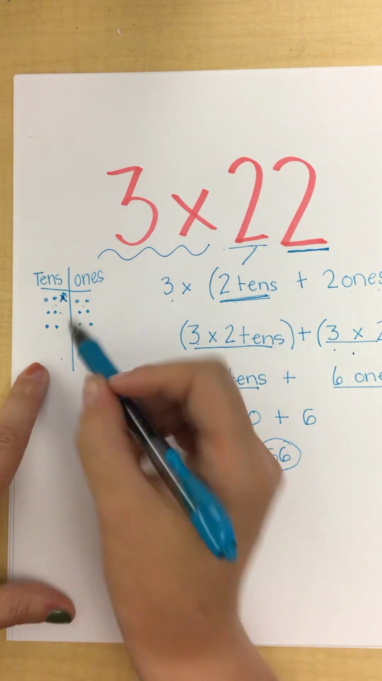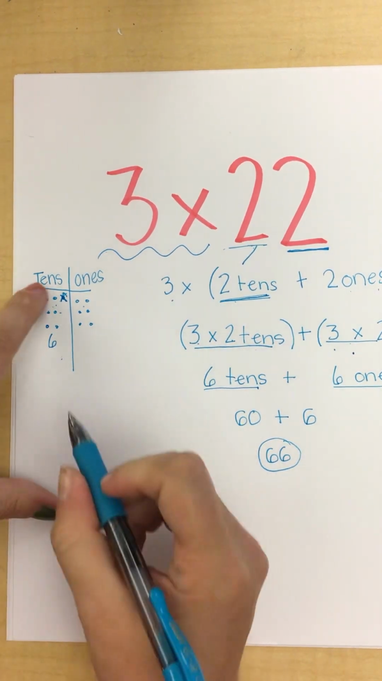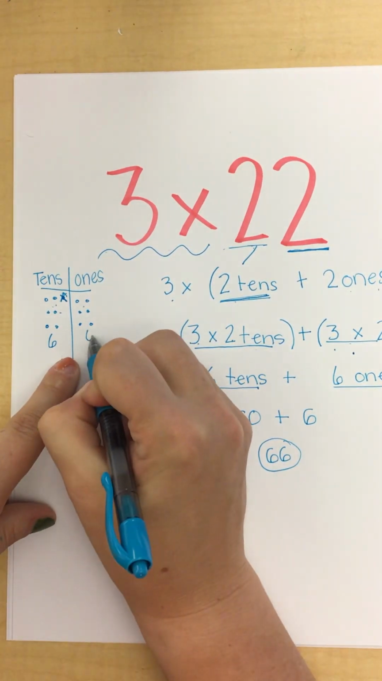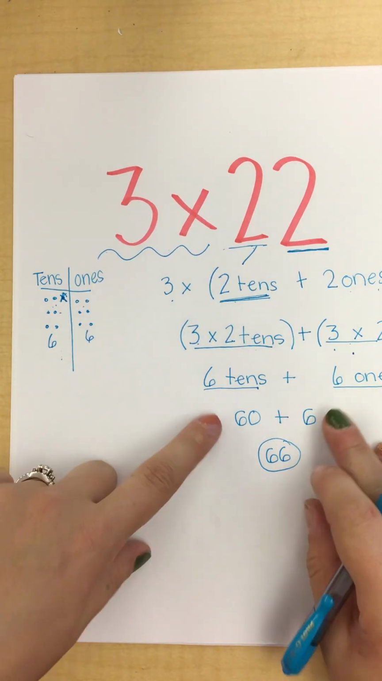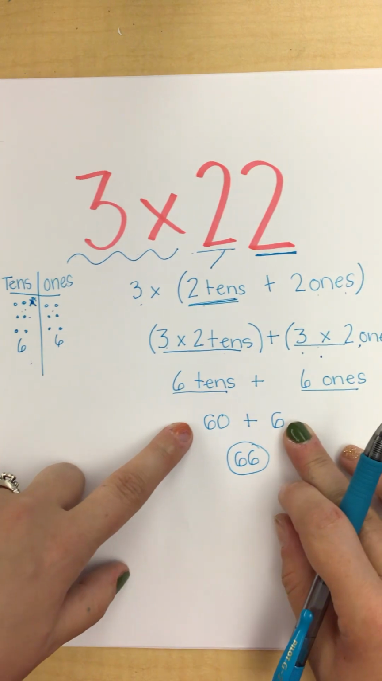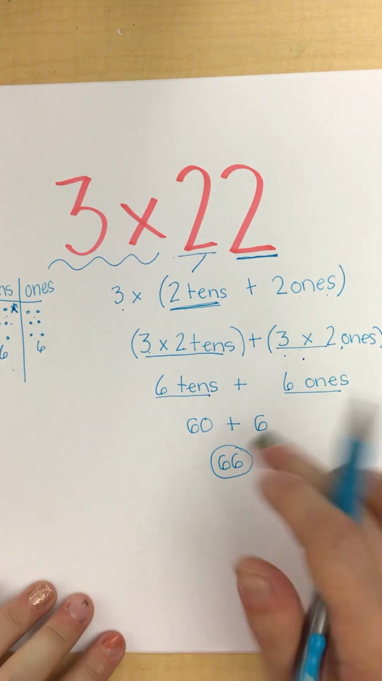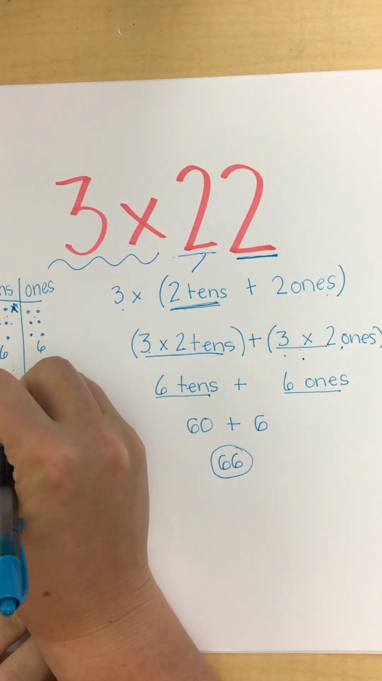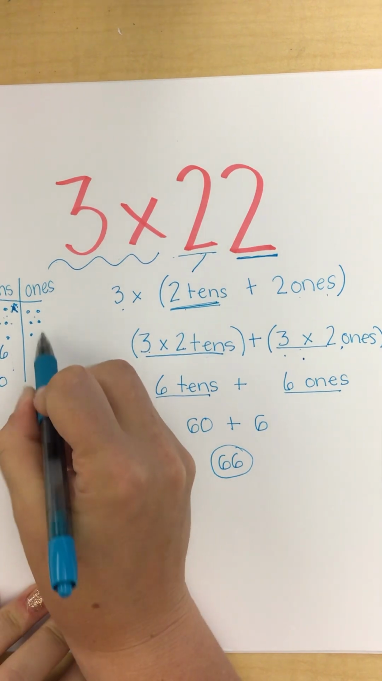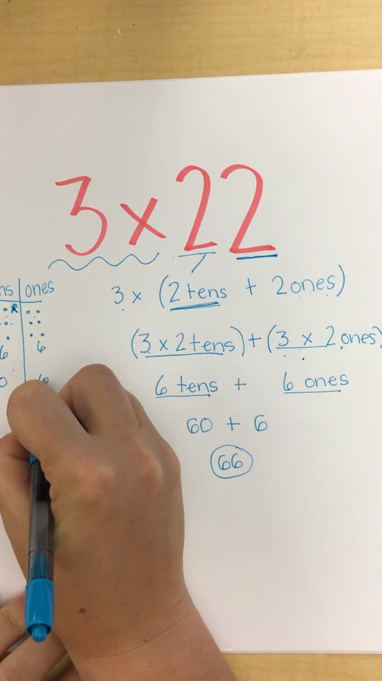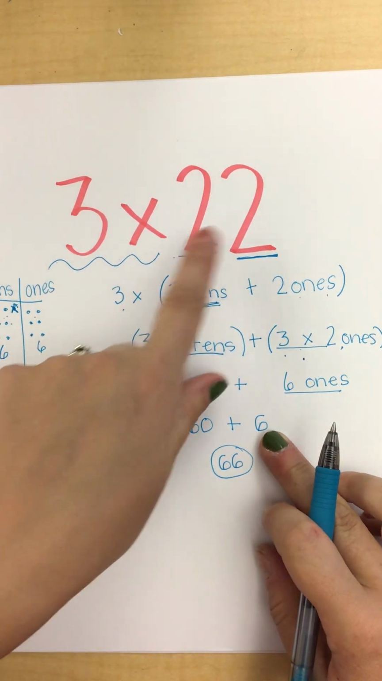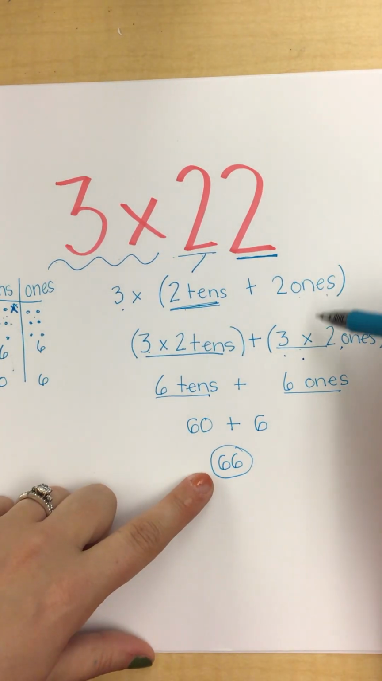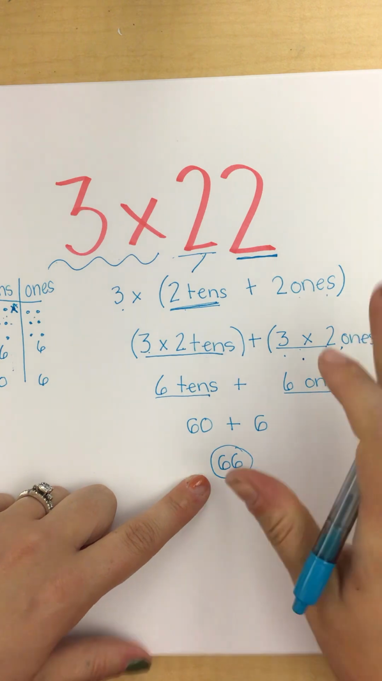And when I look at my totals, that means I have 6 of those tens, and I have 6 of those ones. That's where we're getting the 6 tens, 6 ones. And then we're looking at what does that actually mean? What is the value of that number? And so 6 tens, we know that is worth 60. We know that 6 ones are just 1 each, so they're worth 6. And that's where we're getting those numbers. So this number, 3 times 22, when we break it into our expanded form, this is what we're going to look for.